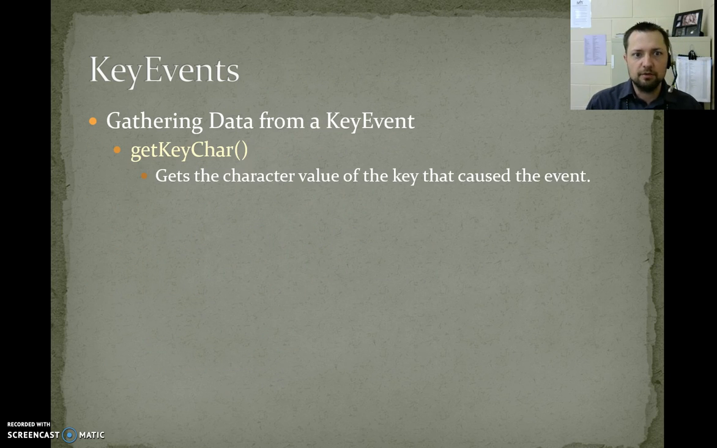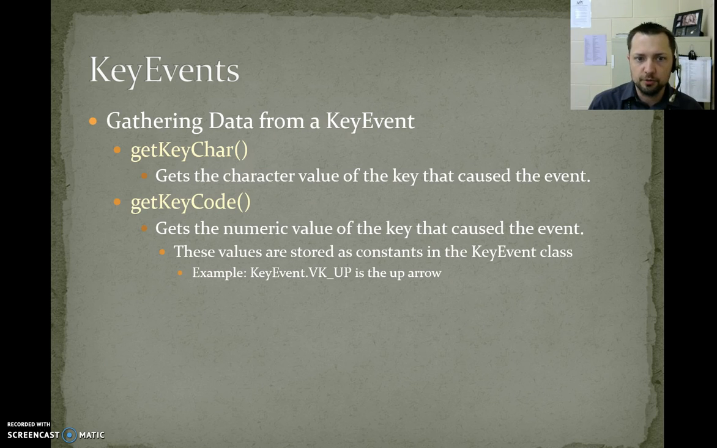Key events that we care about. getKeyChar gets the character value of the key that was pressed. getKeyCode gets the numeric value of the key that caused the event. These values are stored as constants in the KeyEvent class. An example of a key code would be KeyEvent.VK_UP, which is the up arrow. The up arrow doesn't have a key char because it's not a character.